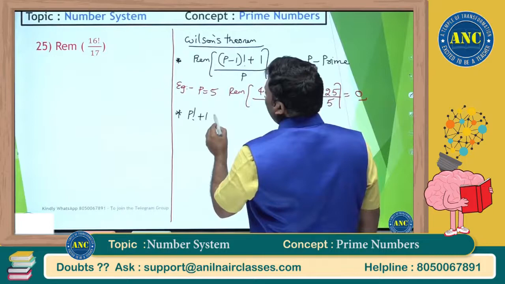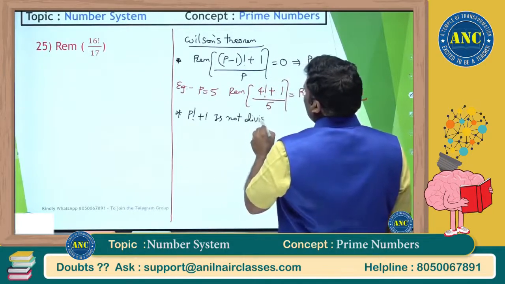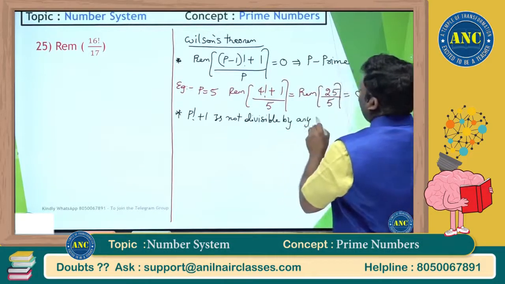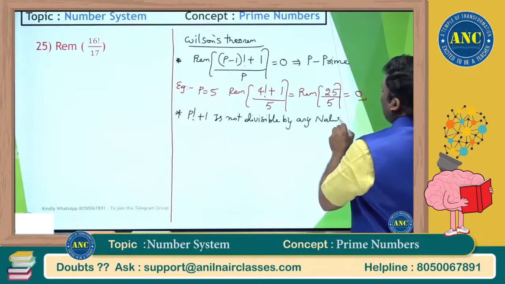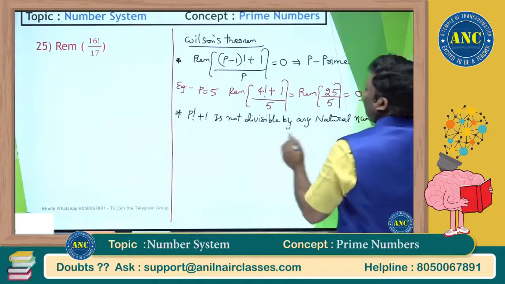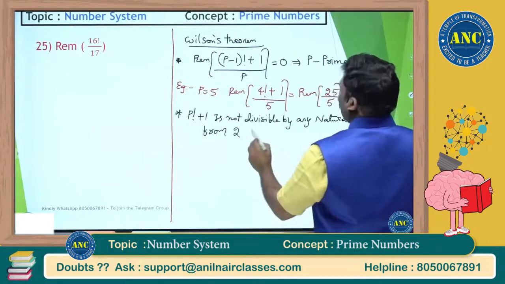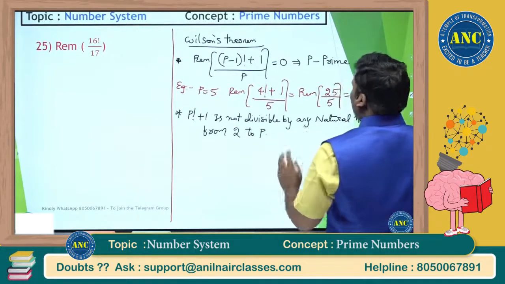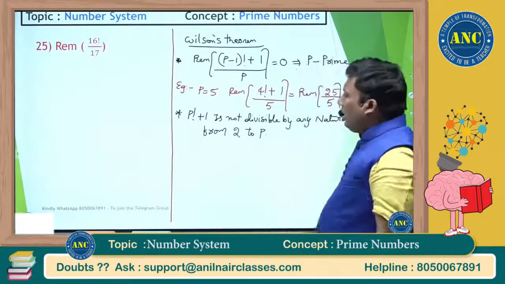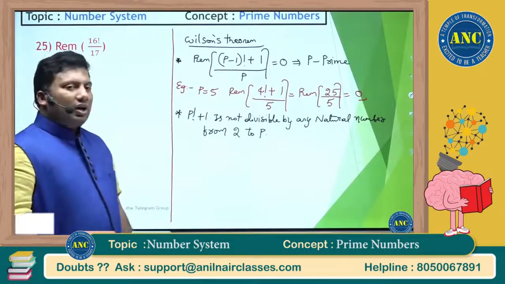p factorial plus 1 is not divisible by any natural number from 2 to p. It's a very easy explanation. p factorial plus 1 is not divisible by any natural number from 2 to p.